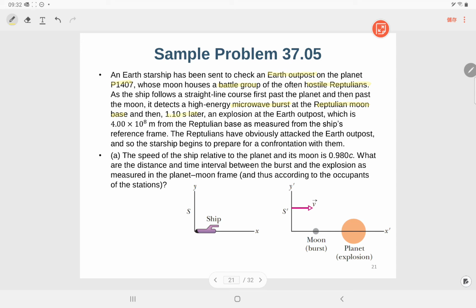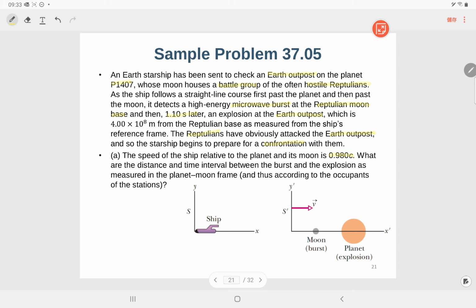and then 1.1 seconds later, an explosion at the Earth outpost, which is 4 times 10 to the 8 meters from the Reptilian base, as measured from the starship reference frame. The Reptilian has obviously attacked, 就是进攻了那个地球的那个哨站，就是星球大战嘛。So the starship began to prepare for the confrontation with them. 所以就准备投降，因为被攻击嘛。The speed of the ship relative to the planet and its moon is 0.98 c.